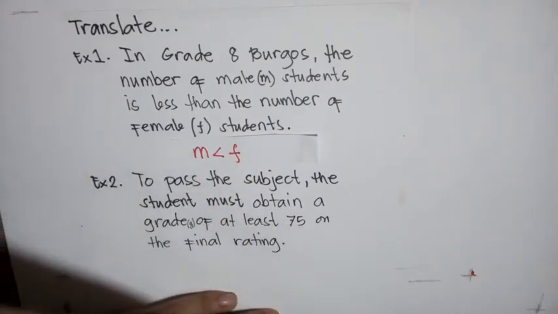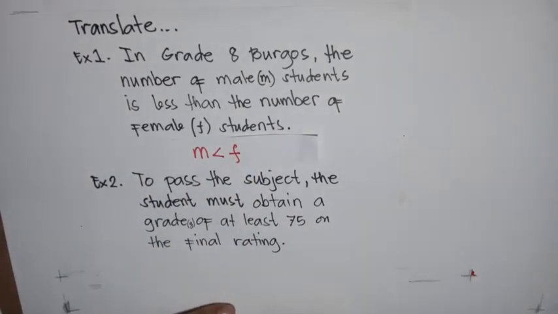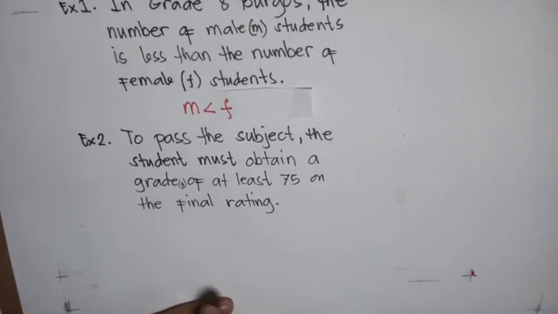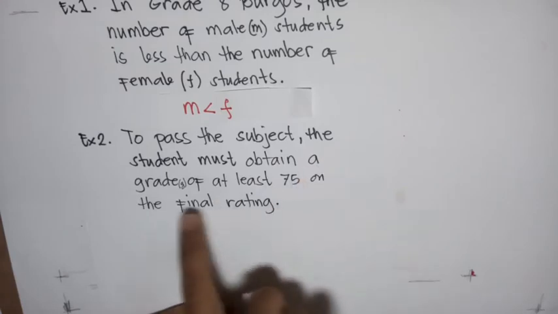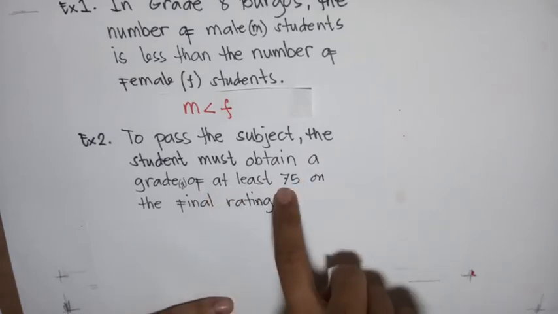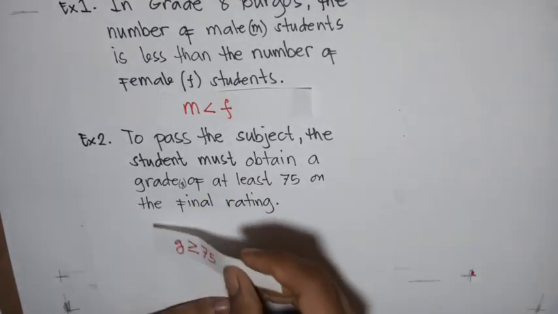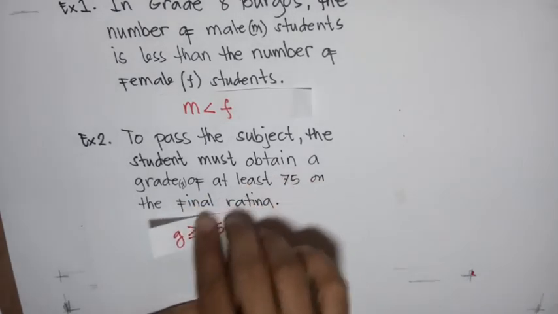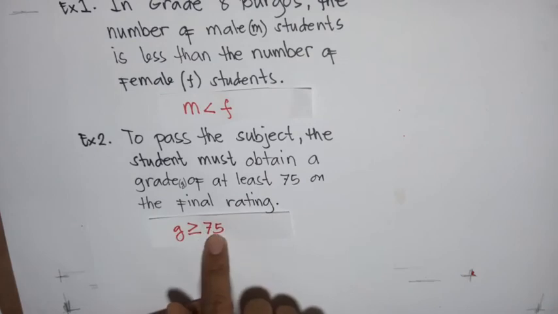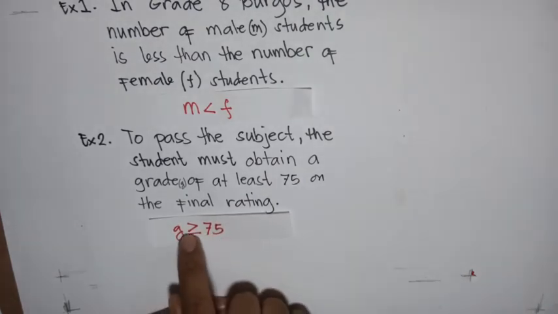That's how you compare. How about example number 2? To pass the subject, the student must obtain a grade G of at least 75 on the final rating. Meaning to say, at least, so here, the grade can be 75 or greater than or equal to 75.